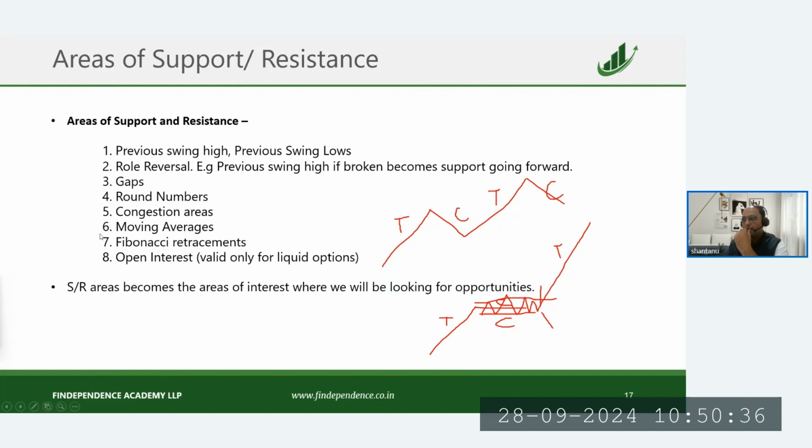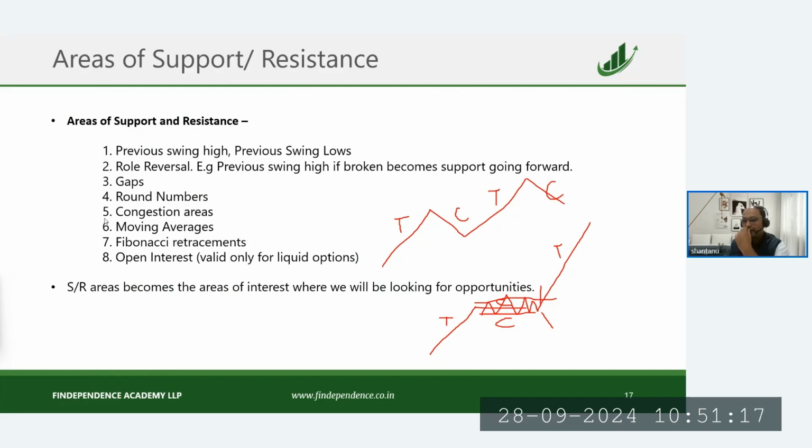The other probable areas of support and resistance would be maybe moving averages, Fibonacci retracements, or if it's an F&O stock, then even open interest may act as support or resistance. Let's not discuss 6, 7, and 8. That would be out of scope for today's webinar. But between the first 5, you can select any 2 or maybe 3 for your analysis.